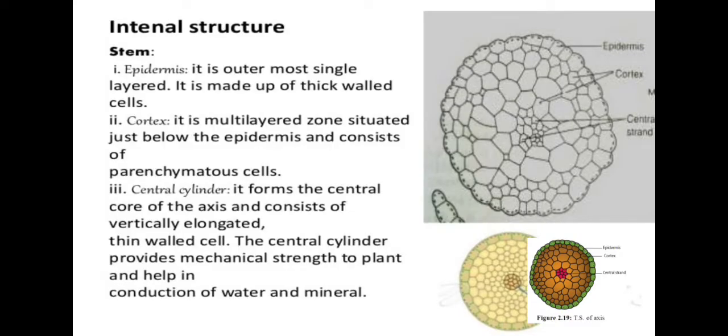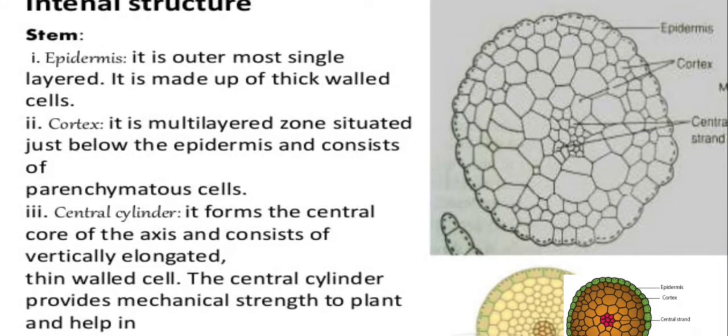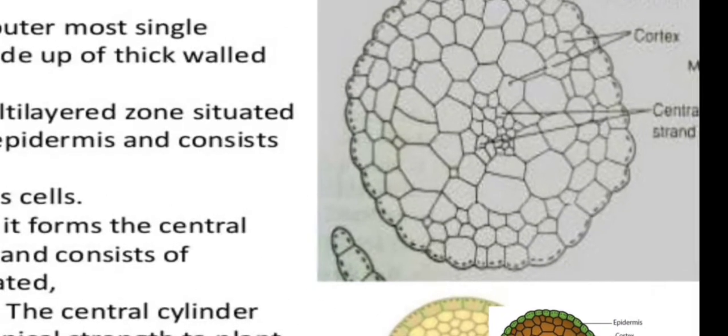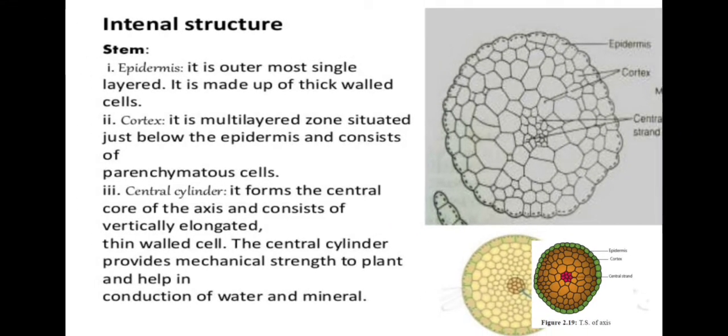Next is internal structure of stem. Stem consists of epidermis. It is outermost single layered and its main function is protection. It is made up of thick walled cell. Then is cortex. It is multi-layered as you can see in this image. Zone situated just below the epidermis and consists of parenchymatous cells.